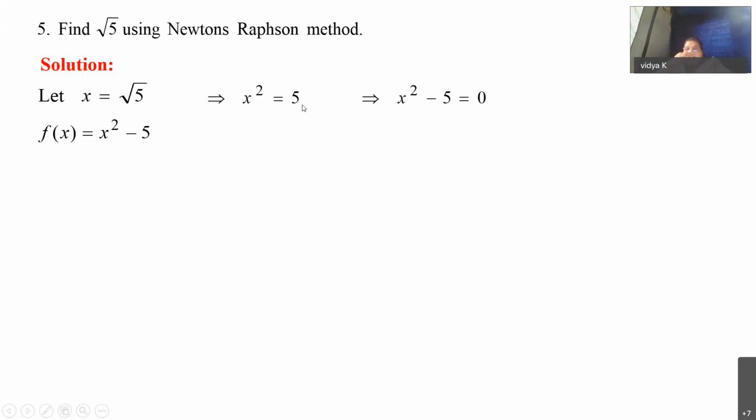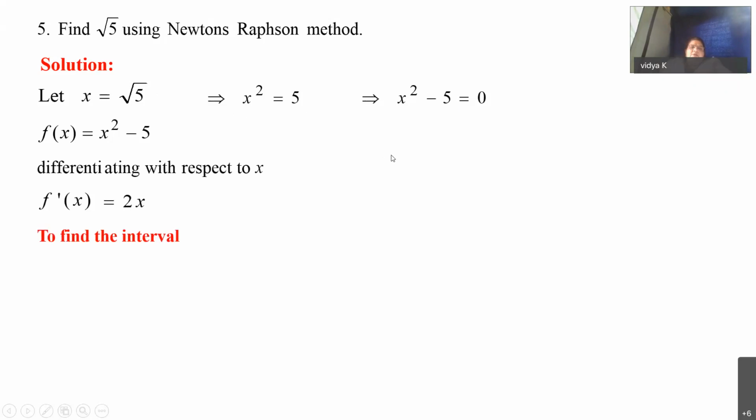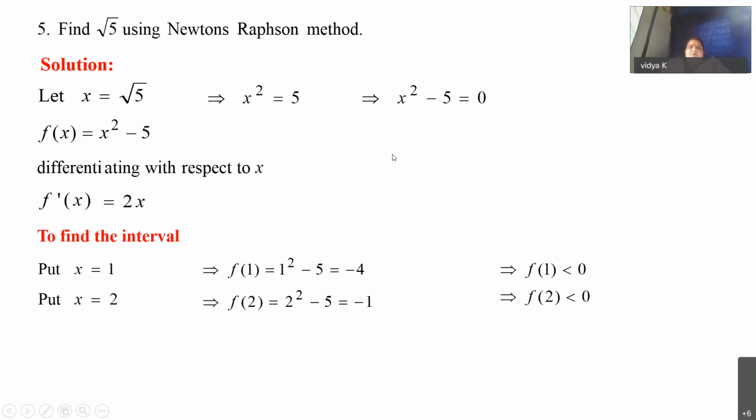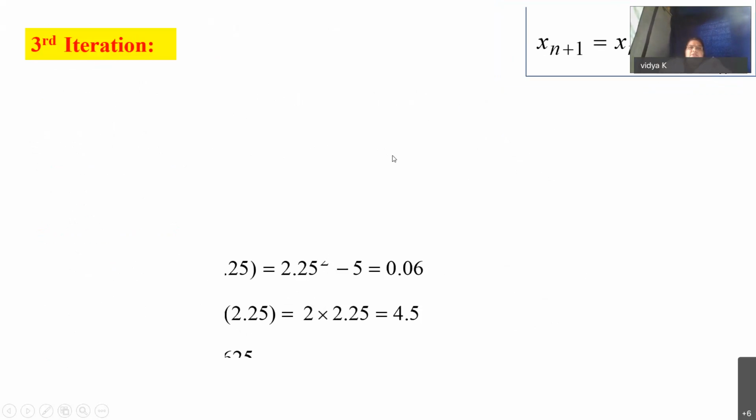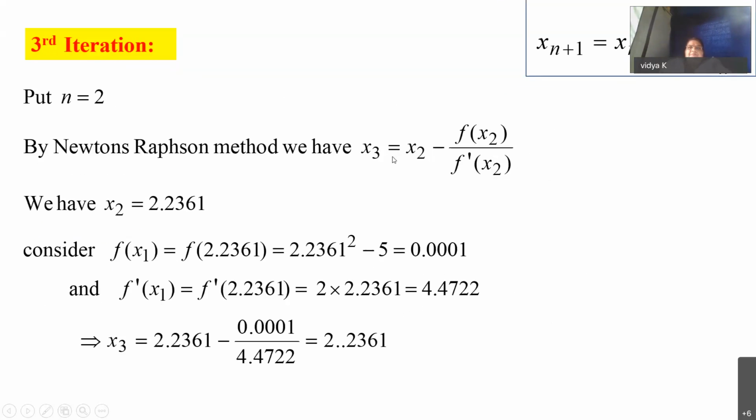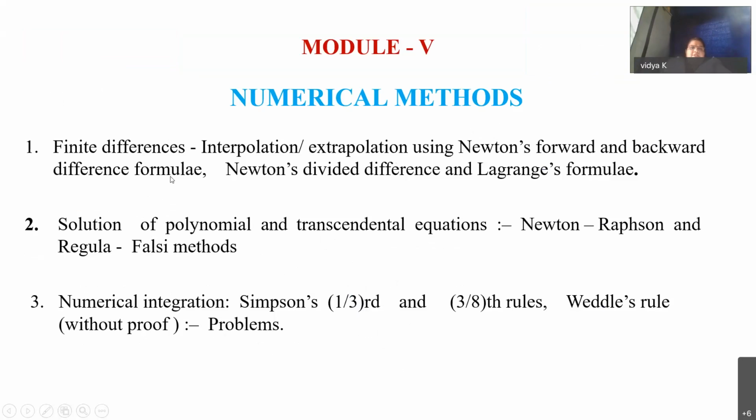Or always write it as f of x equal to 0. So x square minus 5 is 0. Then f of x is x square minus 5. Then as usual differentiate it. Then go on, use the formula and do it till you get the required accuracy. So this is the Newton-Raphson method. So here completes the second part in module 5, solving by Newton-Raphson and regula falsi method.